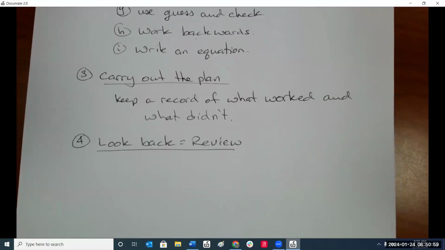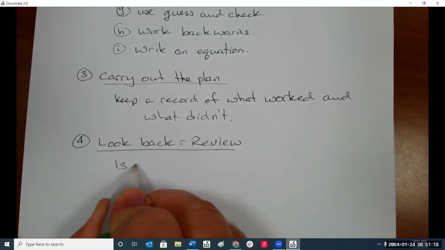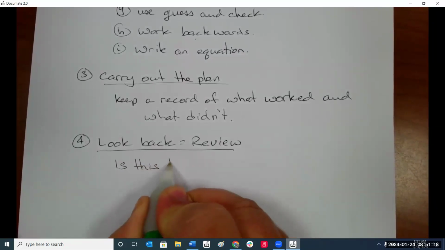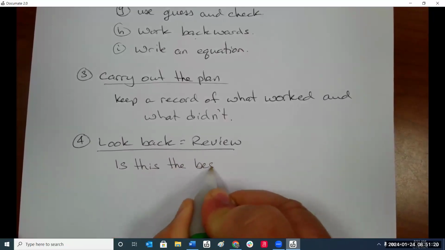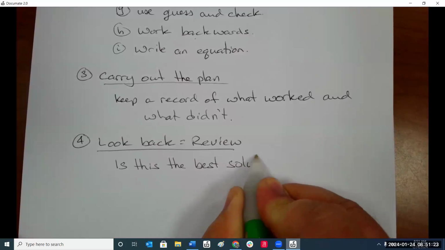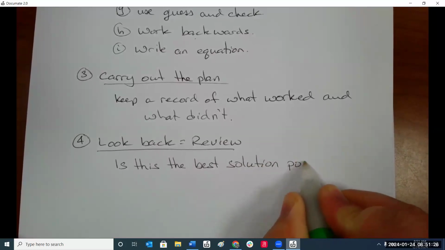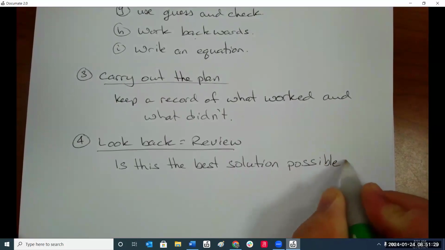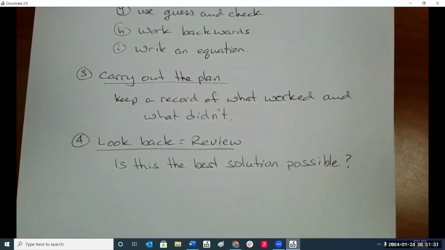And then the last step. Review. Determine what worked, what didn't work. What were the issues you had that were unforeseen? How did you solve those? Always ask yourself, is this the best solution possible? The answer to that question is always no.